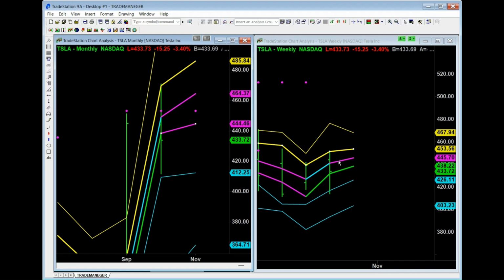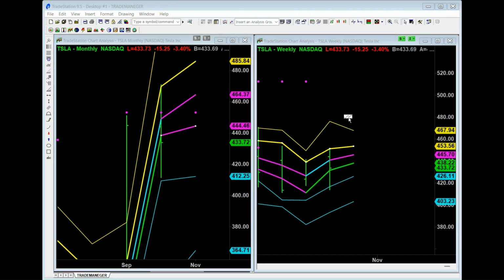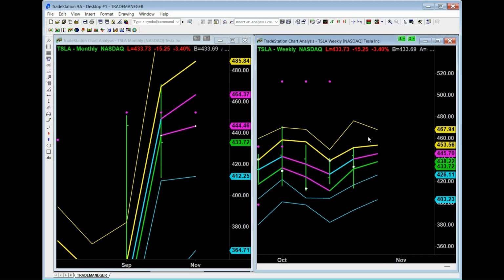So next week depends on that smaller time frame. Typically, we will look at the weekly chart or the daily chart. We will see how far it can go.